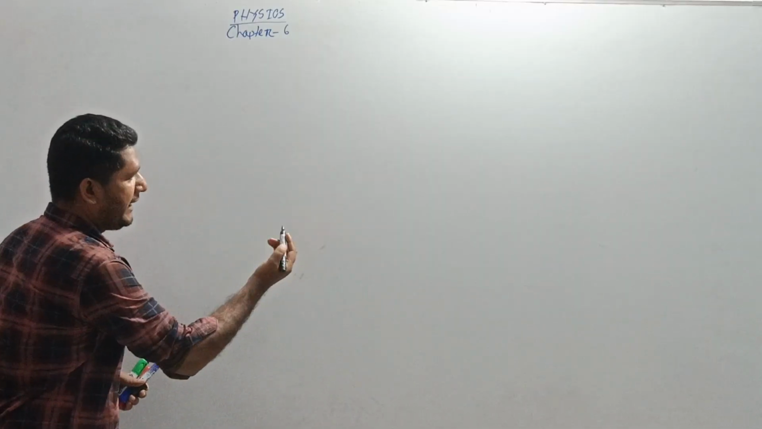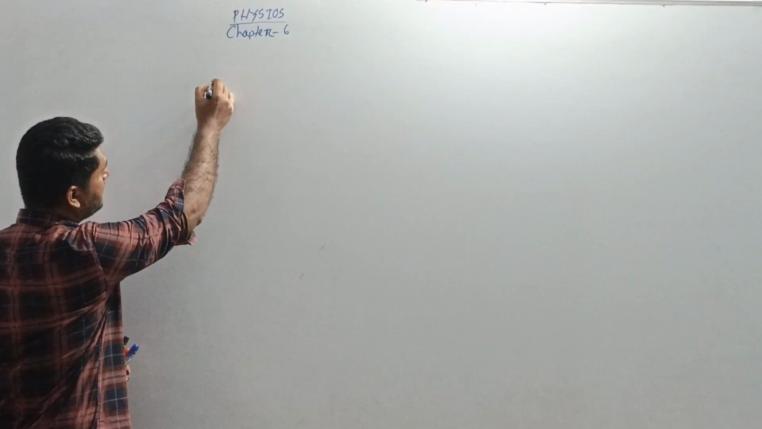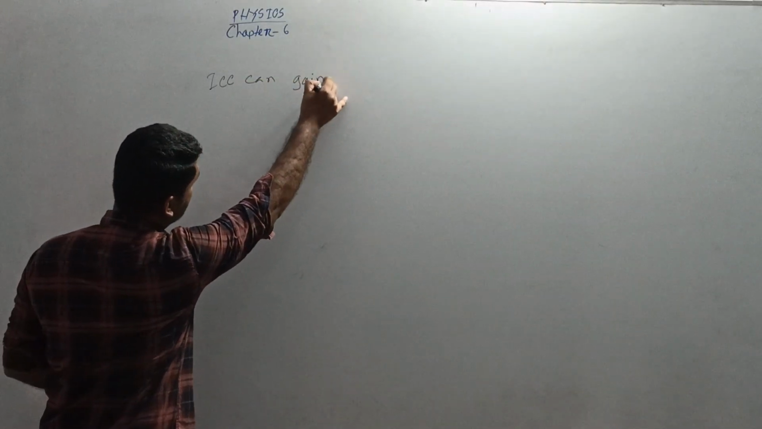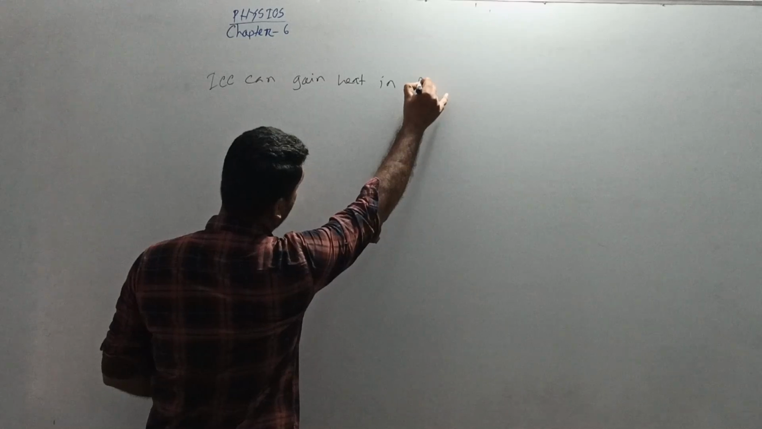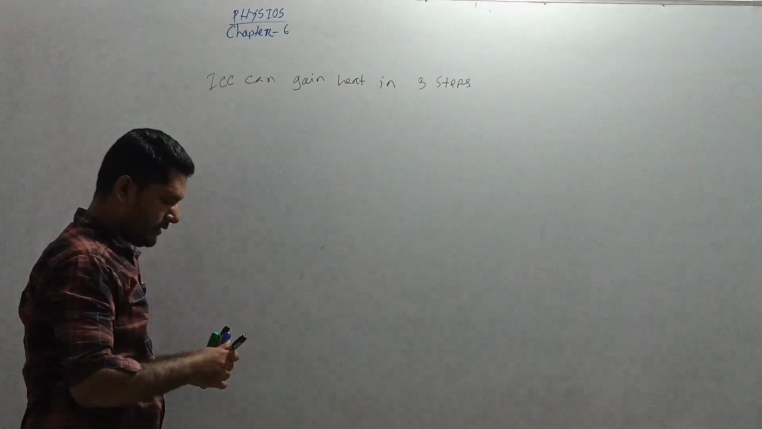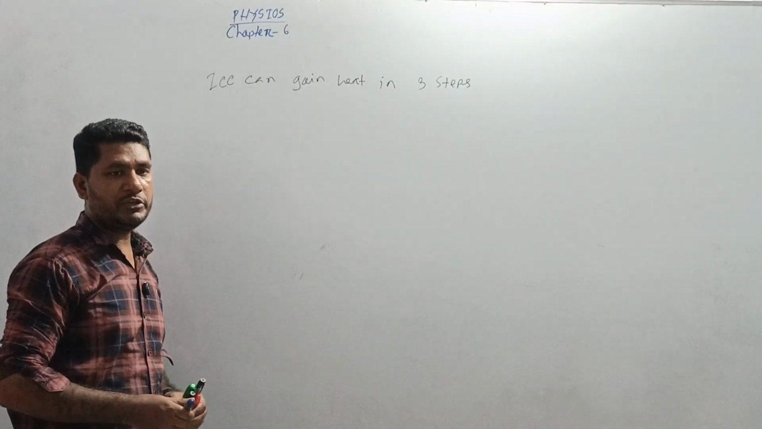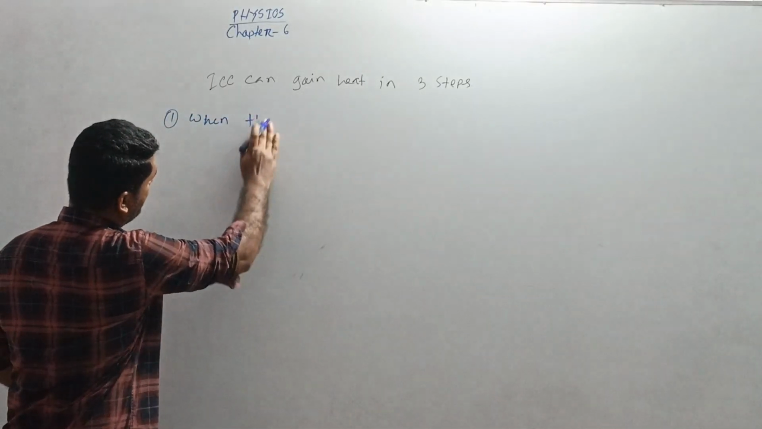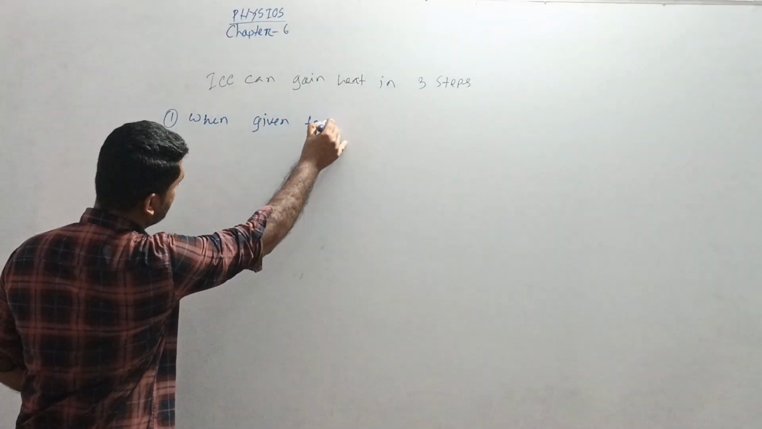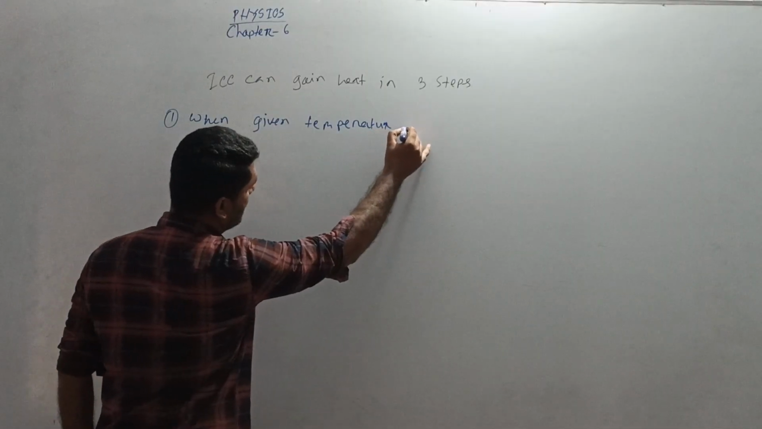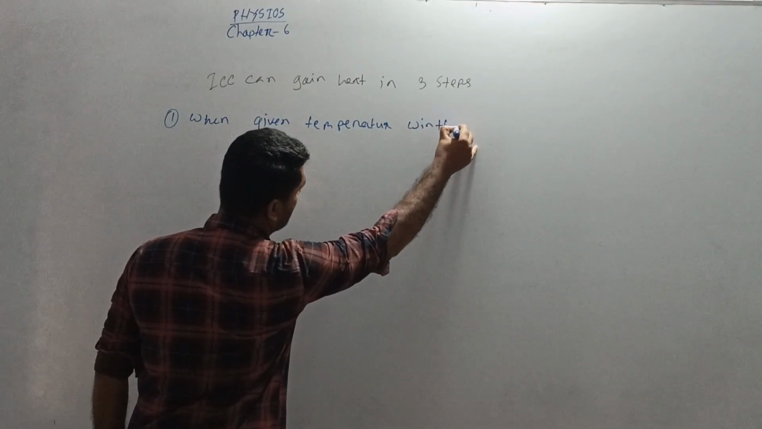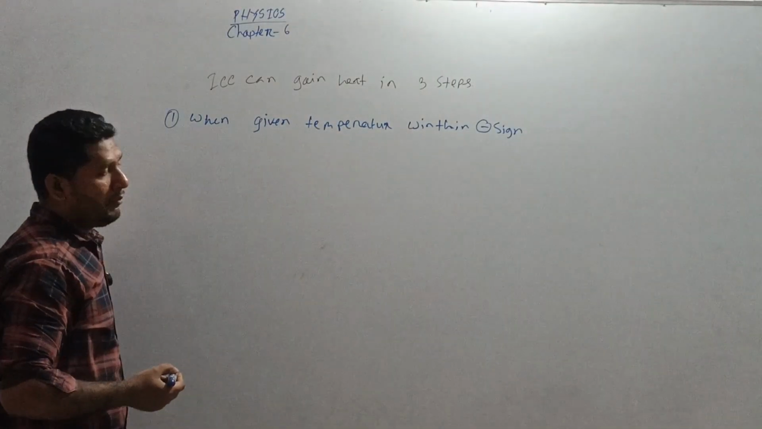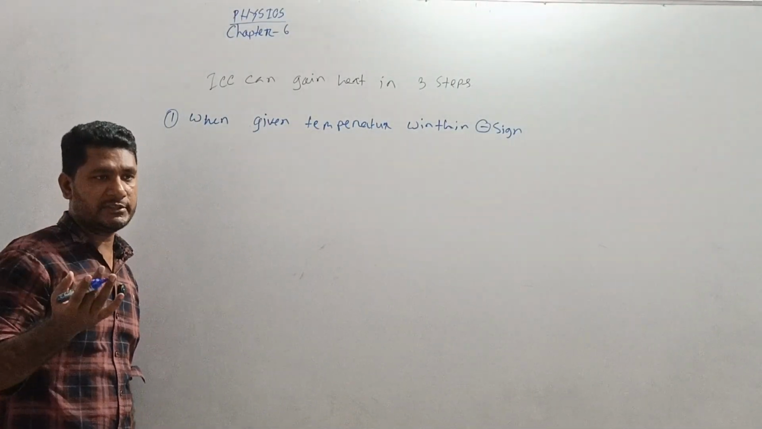Ice can receive heat, or ice can gain heat, in 3 steps. Step number 1: if the given temperature for ice is with a minus sign, that means minus 2 degrees Celsius or minus 5 degrees Celsius.